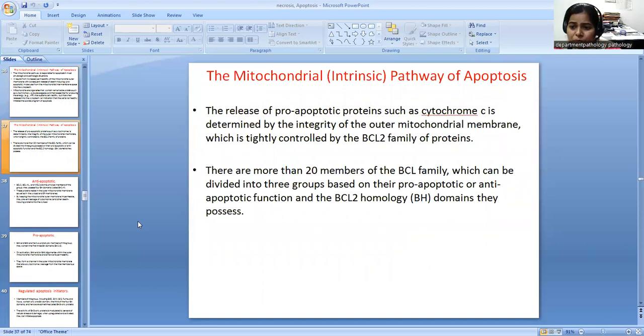The intrinsic pathway of apoptosis, continued. The release of pro-apoptotic proteins such as cytochrome c is determined by the integrity of the outer mitochondrial membrane, which is tightly controlled by the BCL2 family of proteins. There are more than 20 members of the BCL2 family, which can be divided into three groups based on their pro-apoptotic or anti-apoptotic function and the BCL2 homology domains they possess.